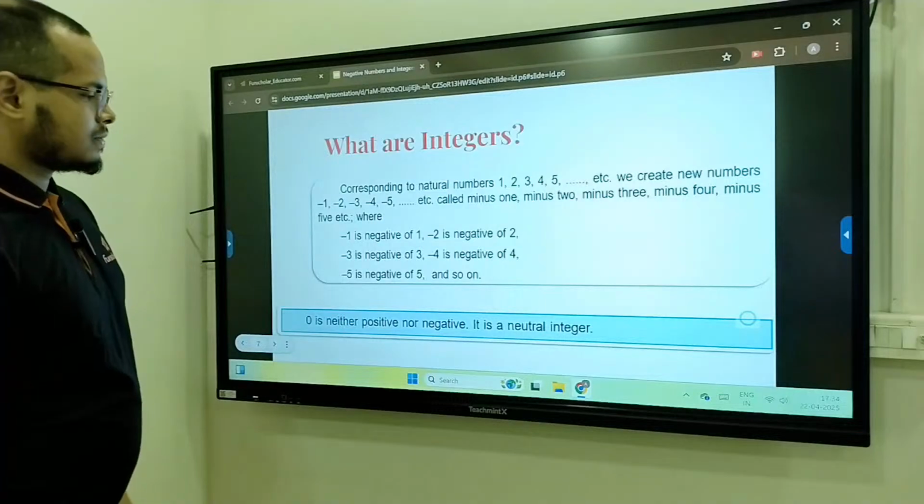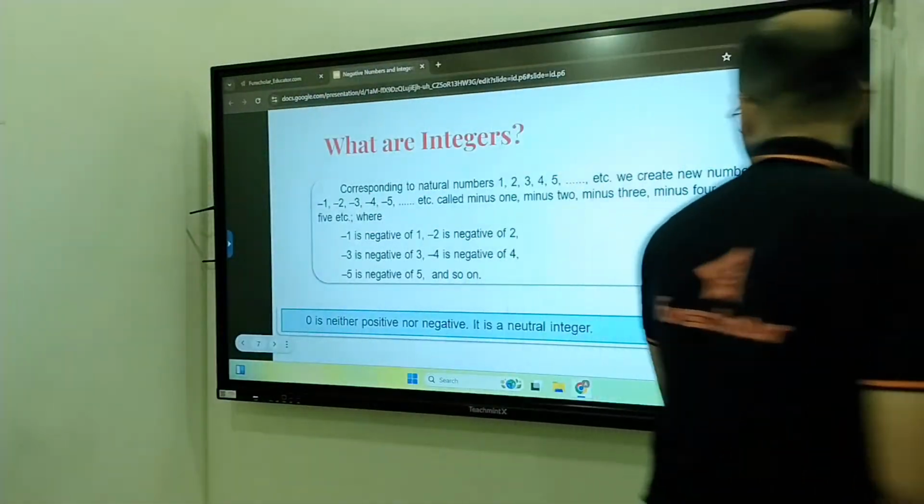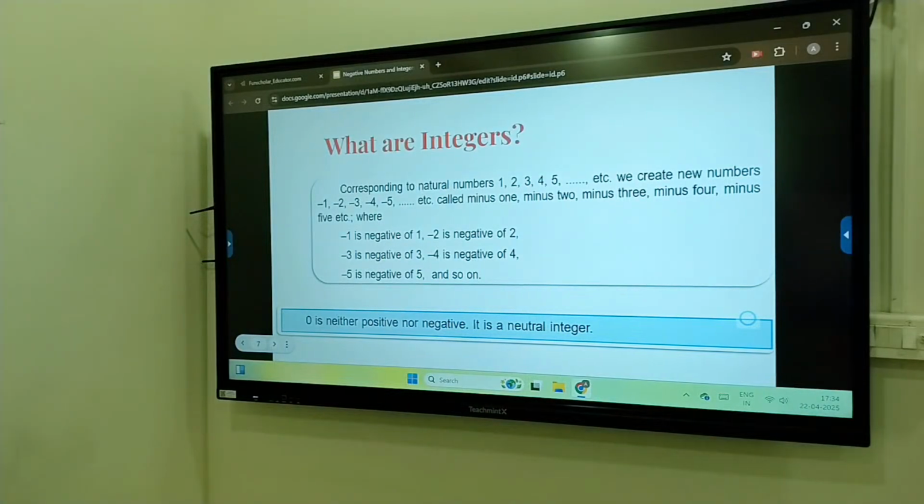I'll give you 1 minute to read the screen. Corresponding to natural numbers 1, 2, 3, 4, 5, etc., we create a few numbers: minus 1, minus 2, minus 3, minus 4, and minus 5, etc., where minus 1 is the negative of 1, minus 2 is the negative of 2, minus 3 is the negative of 3, and so on.